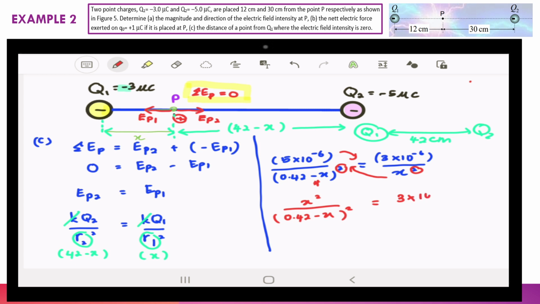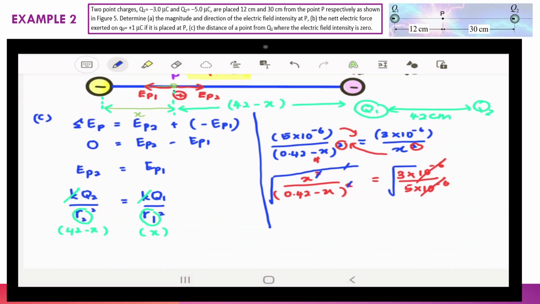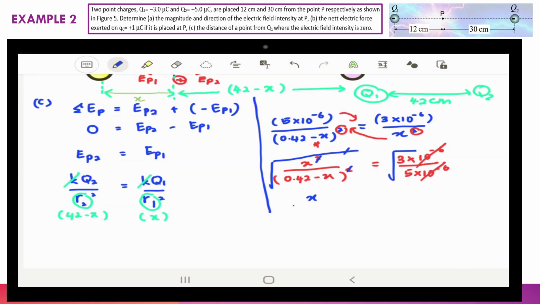So 3 times 10 power of negative 6 over 5 times 10 power of negative 6. So now we can cancel the exponent negative 6 here. Next we can take the square root for both sides since we want to cancel the square. Here we can cancel square, square, square. And then we can write x over 0.42 minus x equal to square root 3 over 5.